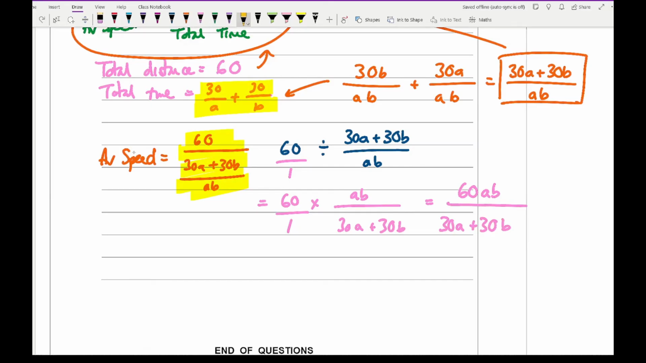And then if we divide everything by 30, that becomes a 1, that becomes a 1, that becomes a 2, leaving us with 2ab over a plus b, which is what they wanted us to show. And there we go.